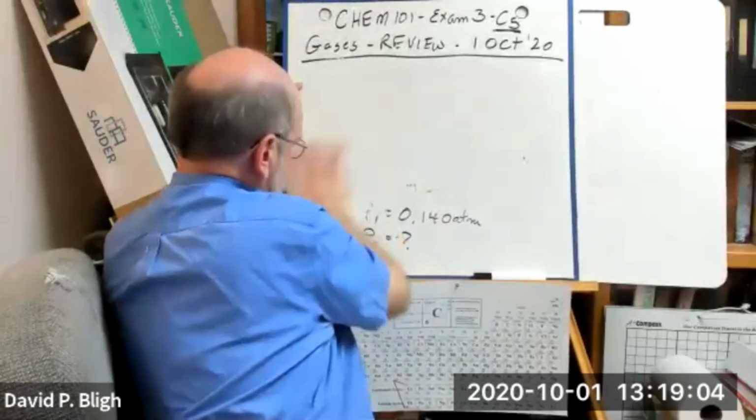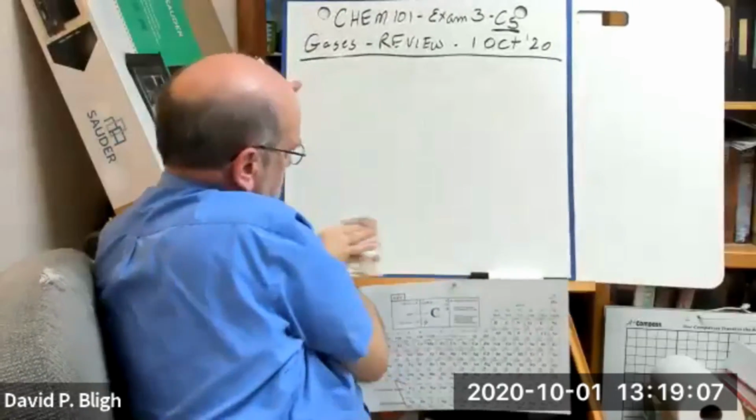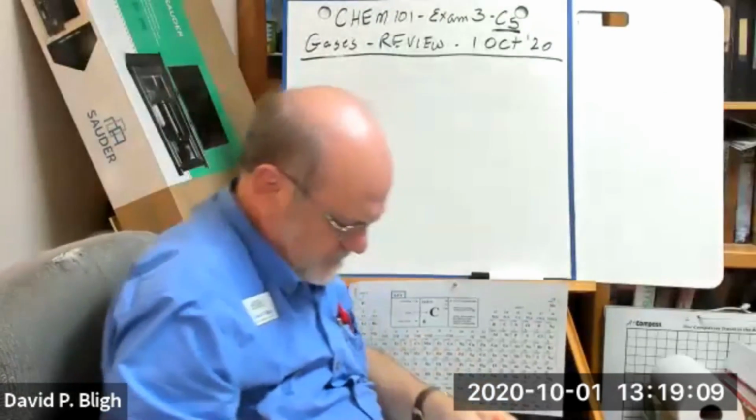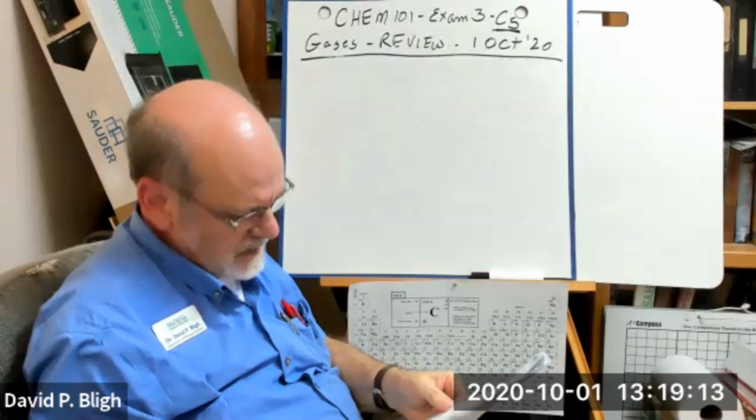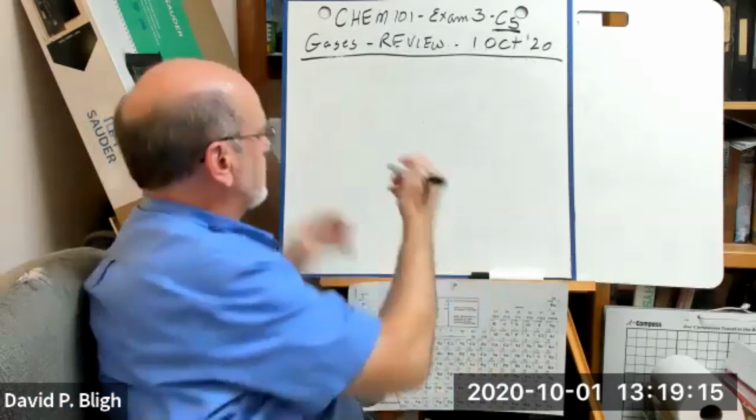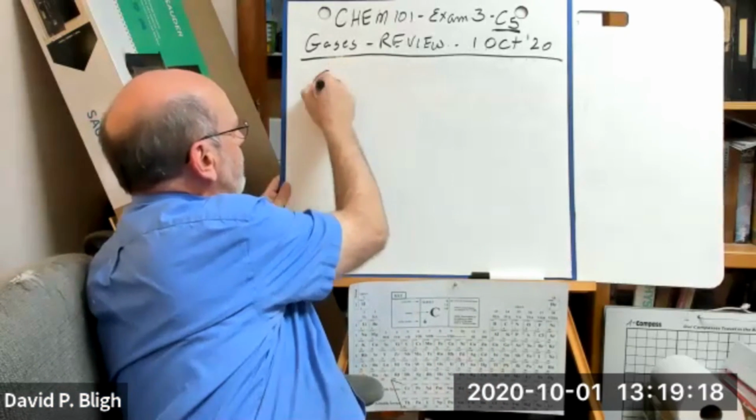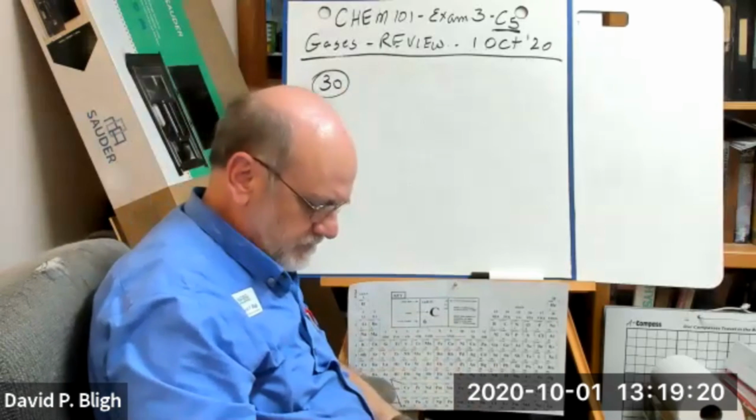Let's see. I may have to jump over some that I've collected. Okay, we'll do 30. Then I might have to hopscotch around.